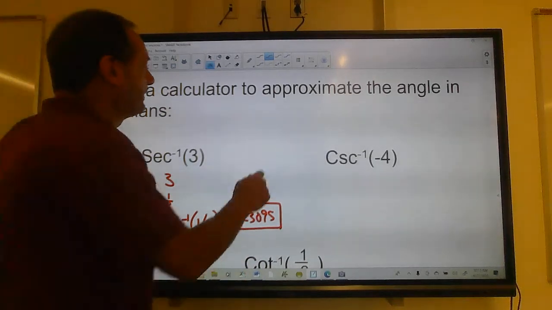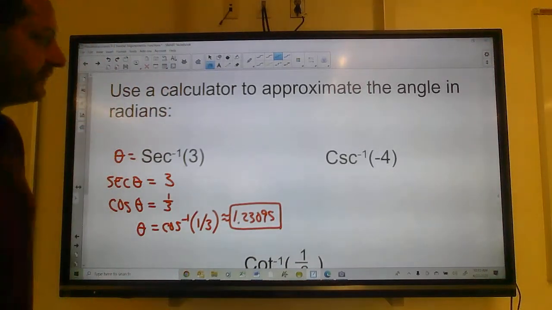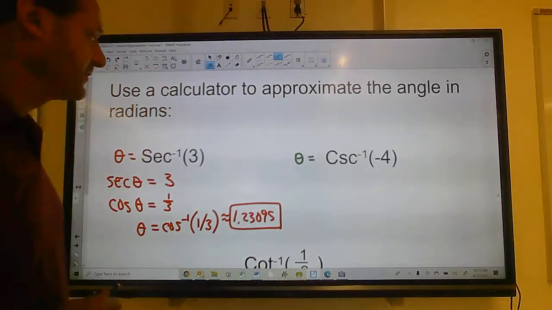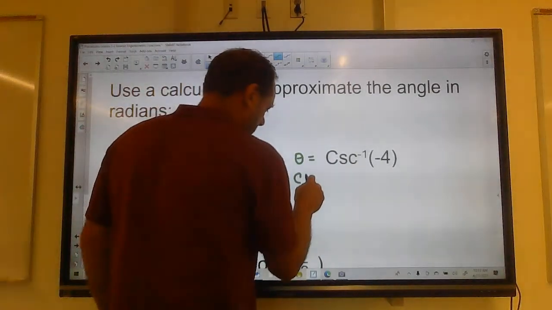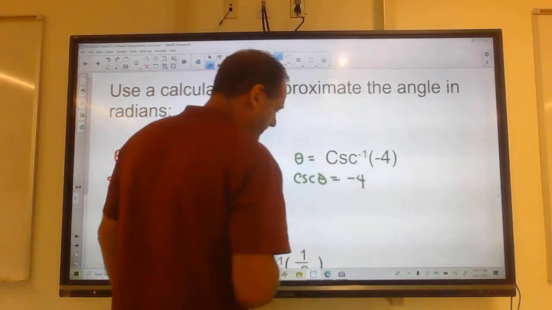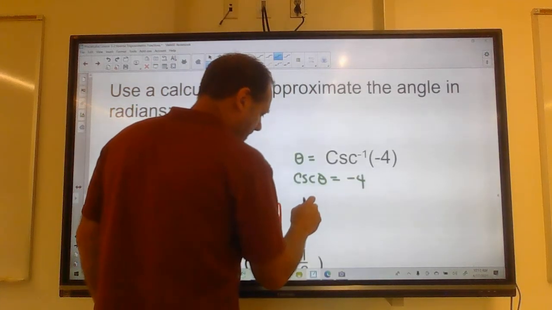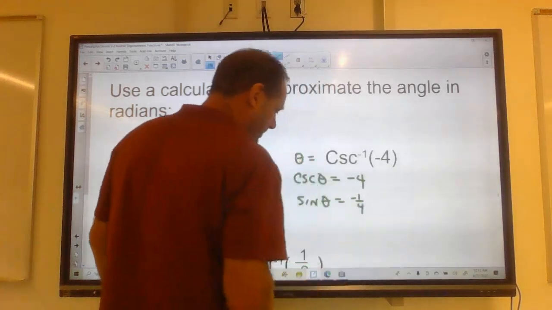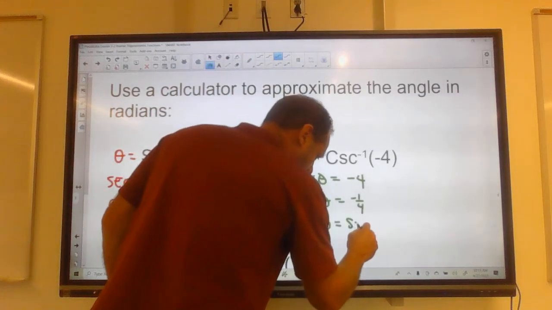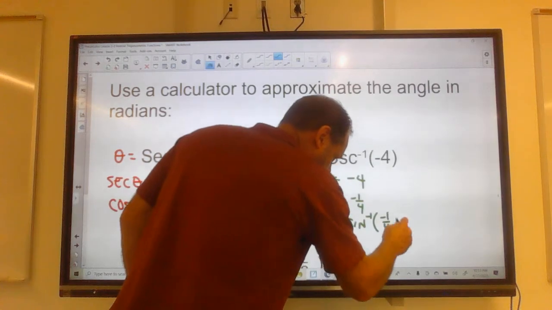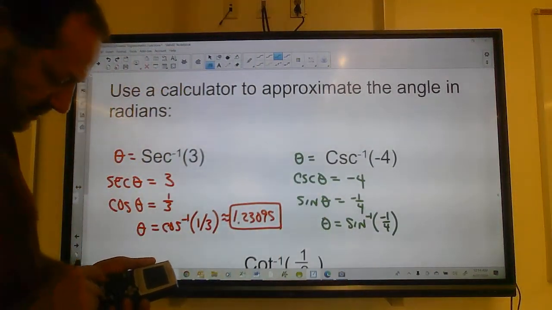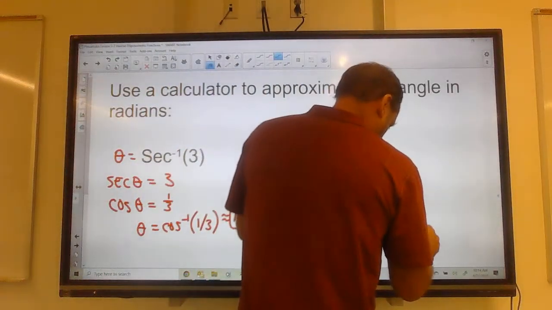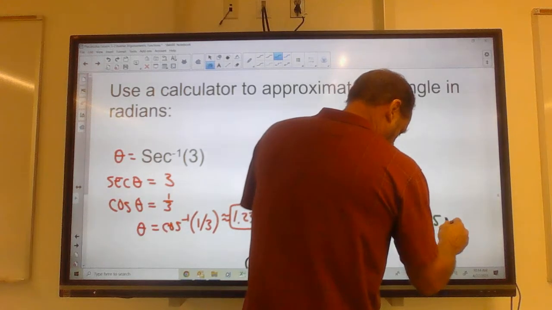Okay, so let's do this one. Arc cosecant of -4. So remember, theta is the arc cosecant of -4. So if I cosecant both sides, cosecant theta is -4, which means that the sine of theta is -1/4. So I can arc sine -1/4, and I get approximately -0.2527.